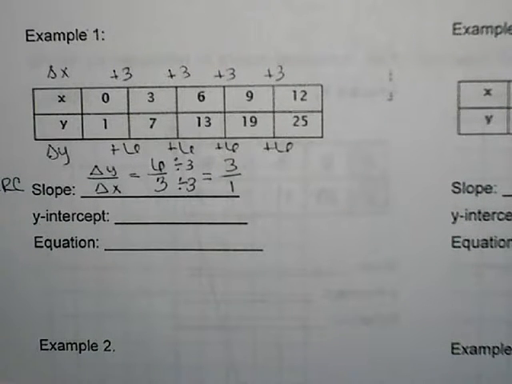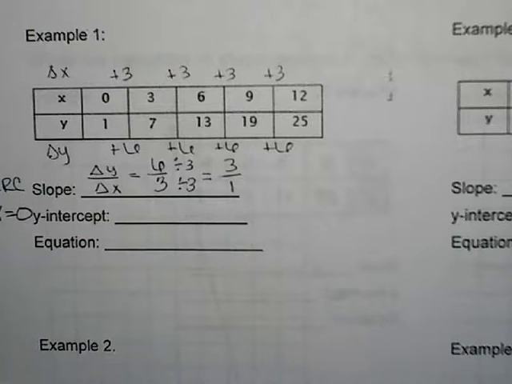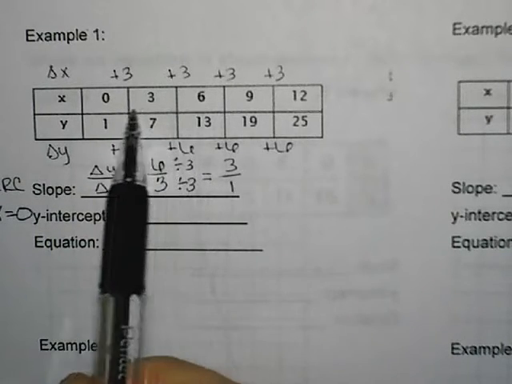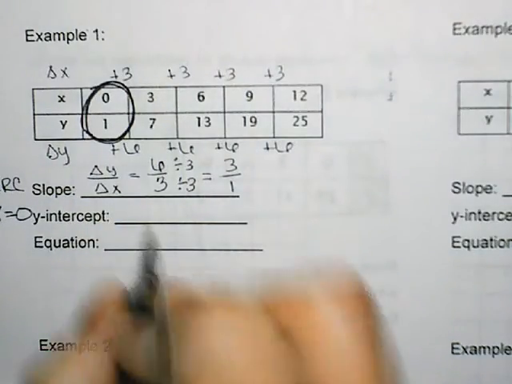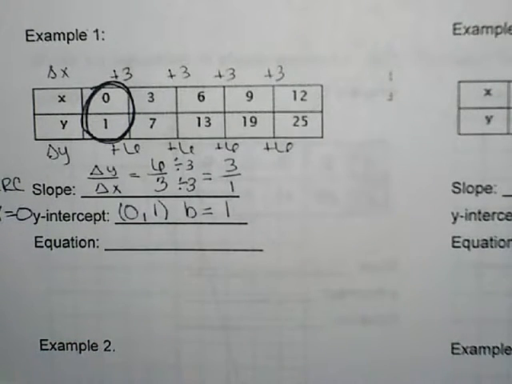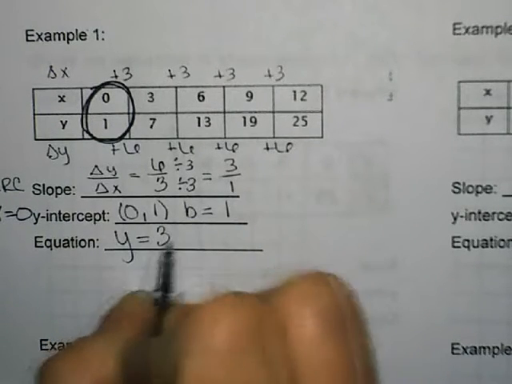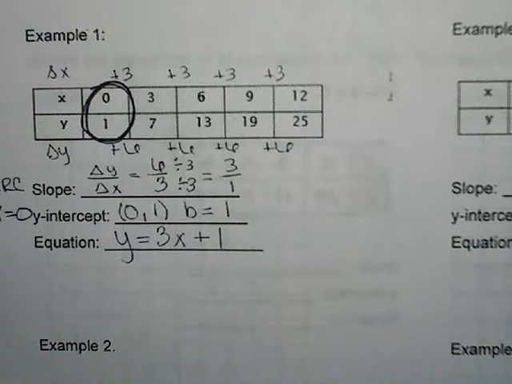The y-intercept, remember, is where x equals 0. So if you look in your table, where does x equal 0? Therefore, the y-intercept is (0, 1), where b equals 1. We can now write our equation, y equals 3x plus 1. Do we have any questions at this time?